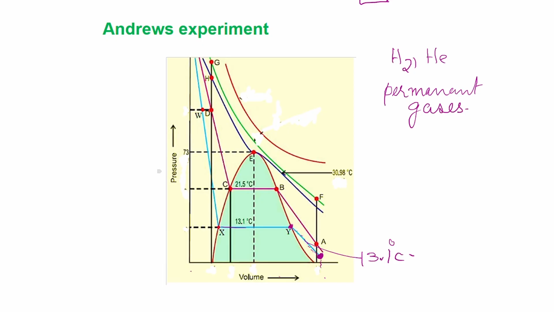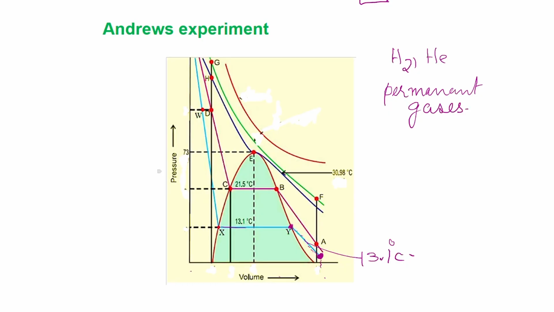The gas is being compressed because pressure is increasing. What happens is its volume keeps on decreasing and it reaches the point Y, where, as I just told you, the appearance of the meniscus occurs. That is, the gas gets liquefied, not wholly but part by part it is getting liquefied. So first liquid appears at the point Y.